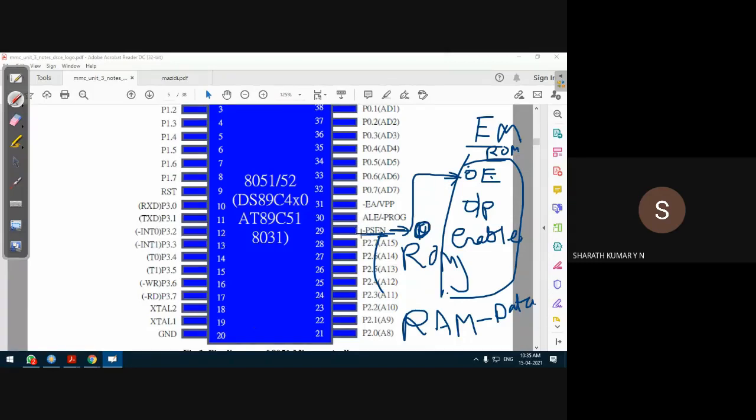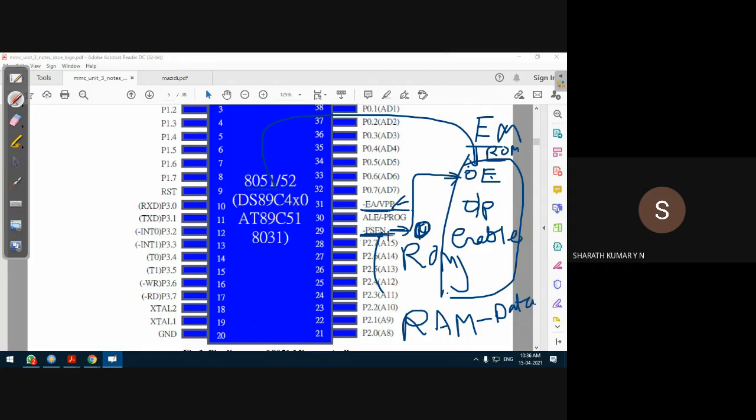Then what is the difference between the PSEN bar and the EA pin? The EA pin is an input pin to the microcontroller, which forces the microcontroller to access the external memory. It is a trigger, in the sense that we are telling the microcontroller that you have to access external memory, because internal memory may not be sufficient or may not be available.